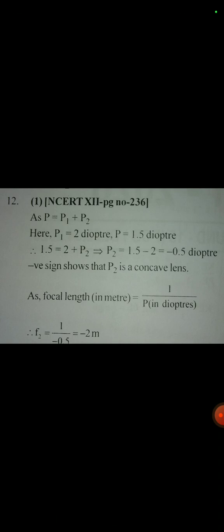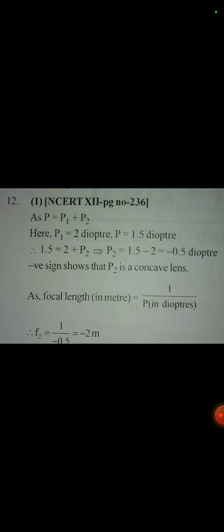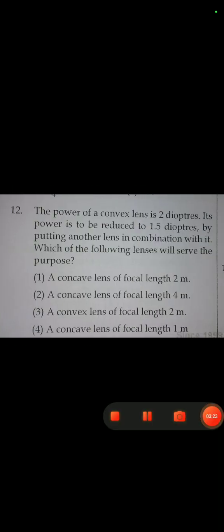So as we know that power is equal to P1 plus P2. Here P1 is equal to 2 diopters, and the combined power is 1.5 diopters. Therefore 1.5 is equal to 2 plus P2, which gives P2 equal to 1.5 minus 2, which is minus 0.5 diopters. Negative sign shows that P2 is a concave lens. As focal length is equal to 1 upon power, 1 upon minus 0.5 is 2 meters. Therefore the correct answer is 1, a concave lens of focal length 2 meters.